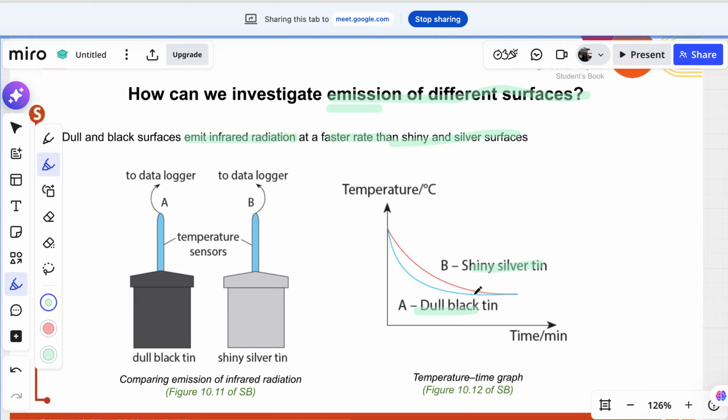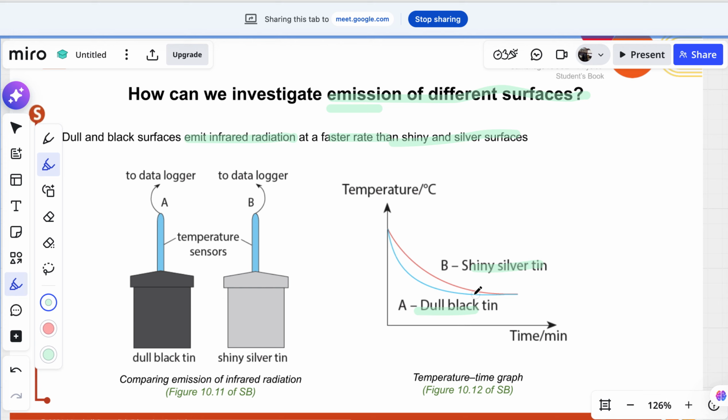From the graph you can see the dull black surface does it faster, so it's a better emitter of infrared radiation compared to the shiny silver thing. Okay? To investigate this, we compare the two things we have explained. The one we discussed just now was emission. Now let's take a look at absorption.